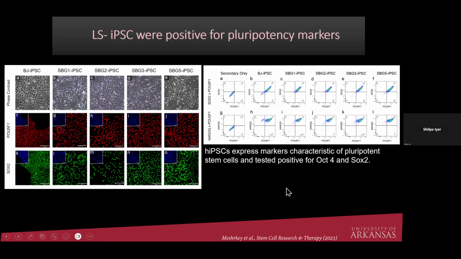We also checked different markers for pluripotency. BJ is the control, and then we had the 5 lines. I'm sorry I haven't shown you another one, but they were all positive for the pluripotency markers OCT4 and SOX2. I need to say that SBG1, 2, and 3 are complex 5 defects. SBG4 and 5 are a complex 1 defect.